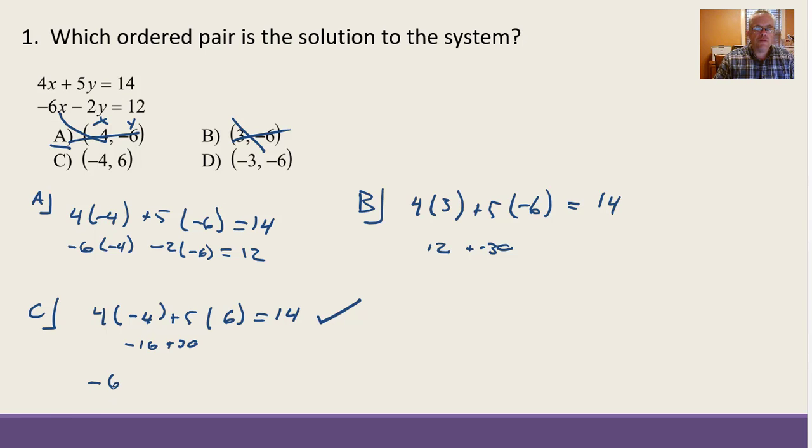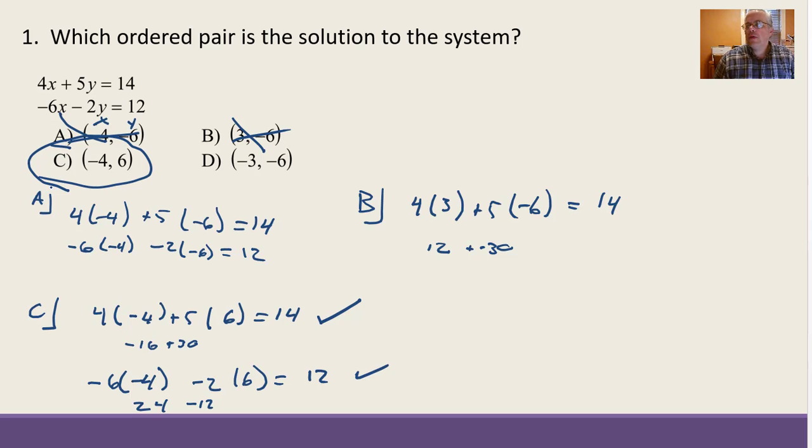So we got to do negative 6 times negative 4 minus 2 times 6, and that's supposed to equal 12. So this is 24 minus 12. That does equal 12. All right, so turns out that C is the solution. So the important idea here is what a solution means. It's an ordered pair that works in both of the equations.